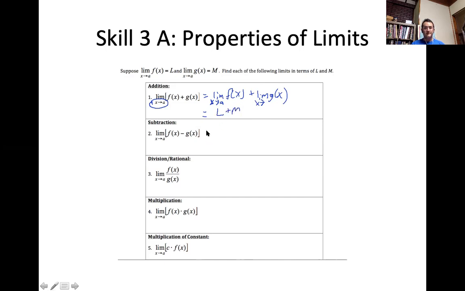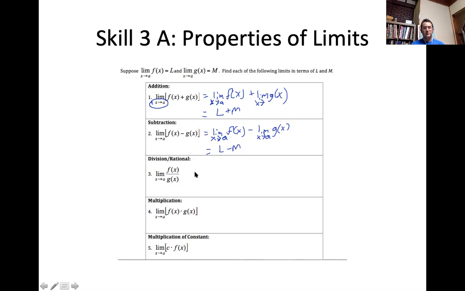And then the subtraction. Again, limits share that same subtraction property of numbers and of algebra. So it doesn't matter if I subtract the two functions and then take the limit, or if I just do limits of the separate functions and subtract them. So I do limit as x approaches a of f of x minus limit as x approaches a of g of x. And that would be L minus M.